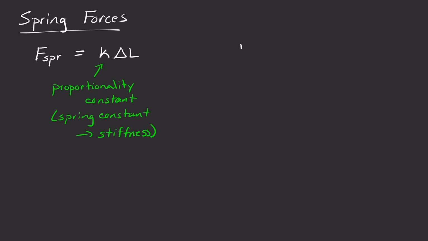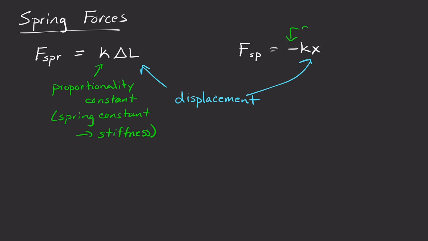Okay, you may also see Hooke's law or spring force written as minus kx, so this shows up in some textbooks too. And here, the delta L and the x, this is just the displacement, so how much you have stretched the spring or compressed the spring. Okay, K again is the spring constant. In this, the reason why you see this minus sign in this formula is because this tells you the spring force always opposes the displacement.